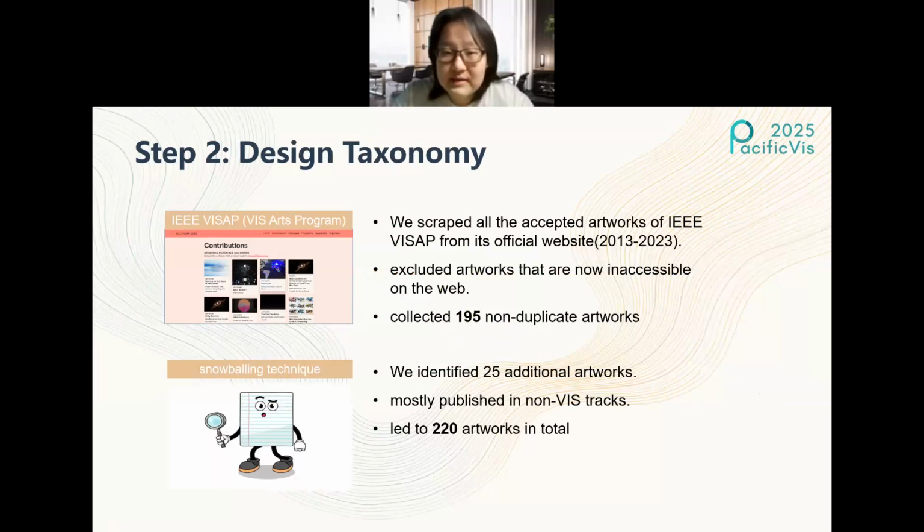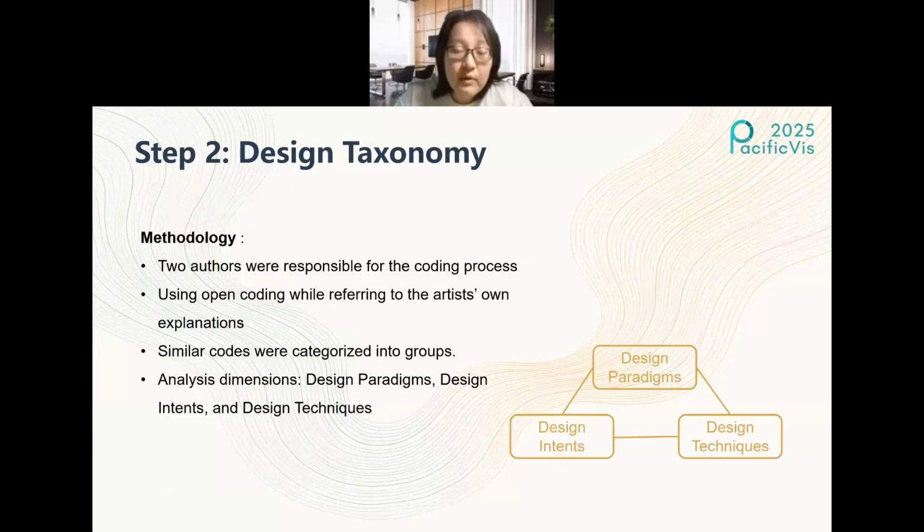Next, we collected a corpus containing 220 data artworks and conducted a more in-depth analysis of their design. To be brief, we mainly coded 3 dimensions: design paradigms, design intents, and design techniques. Our findings are as follows.